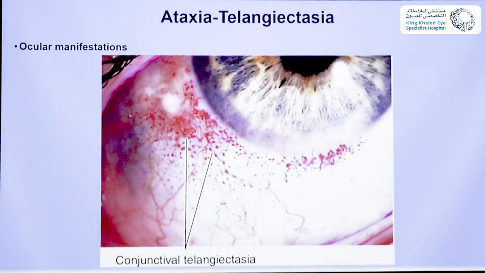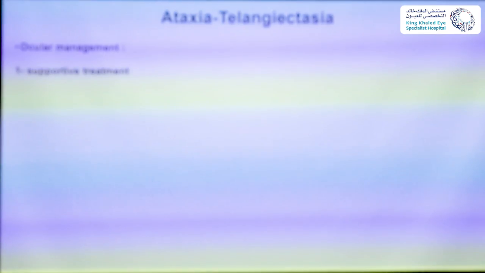And this is how a conjunctival telangiectasia manifests, and this is the most characteristic finding. If you have any patient with oculomotor apraxia, they always say, examine the conjunctiva, because you may have some conjunctival telangiectasia that can help diagnose these patients. Supportive.